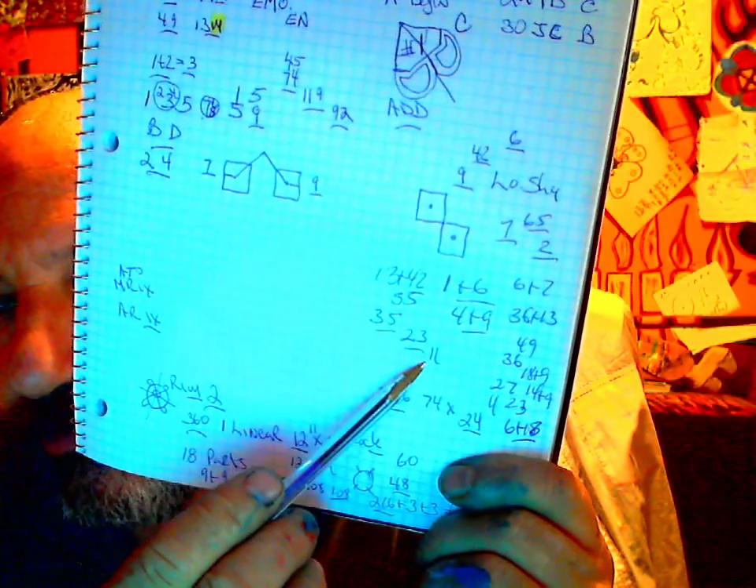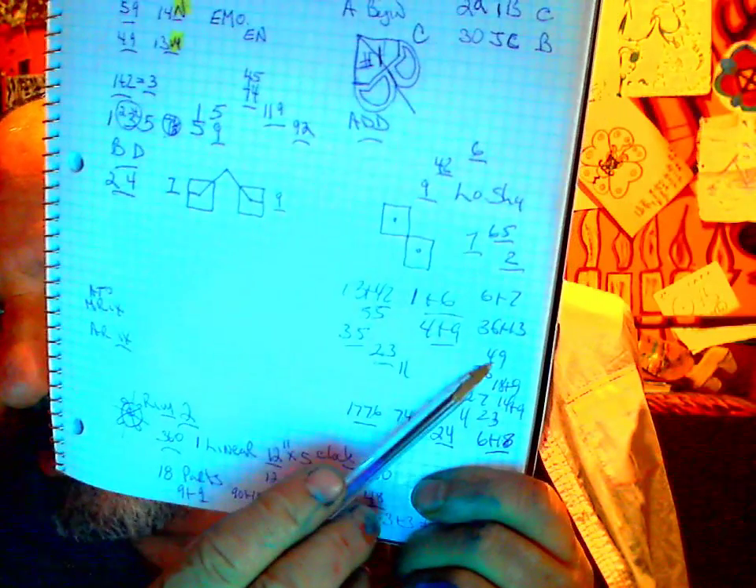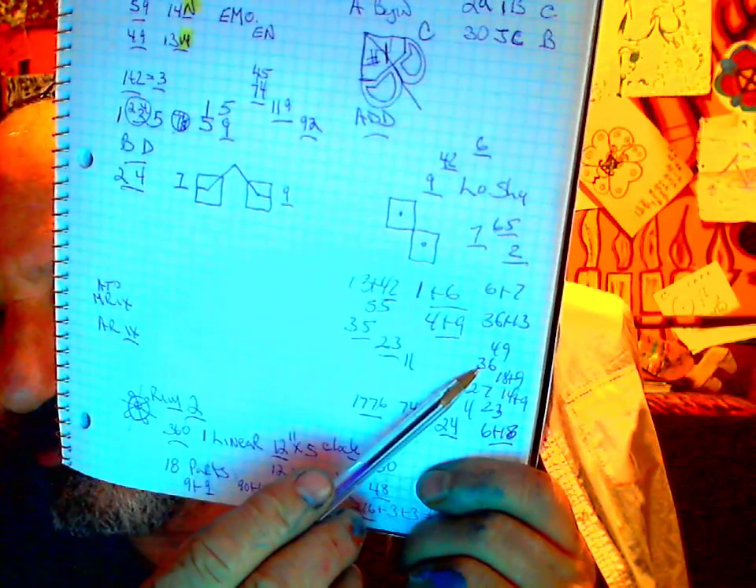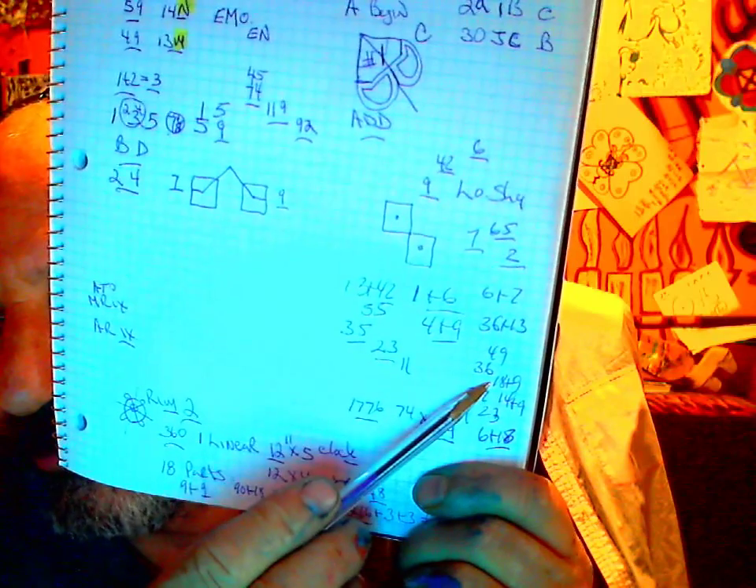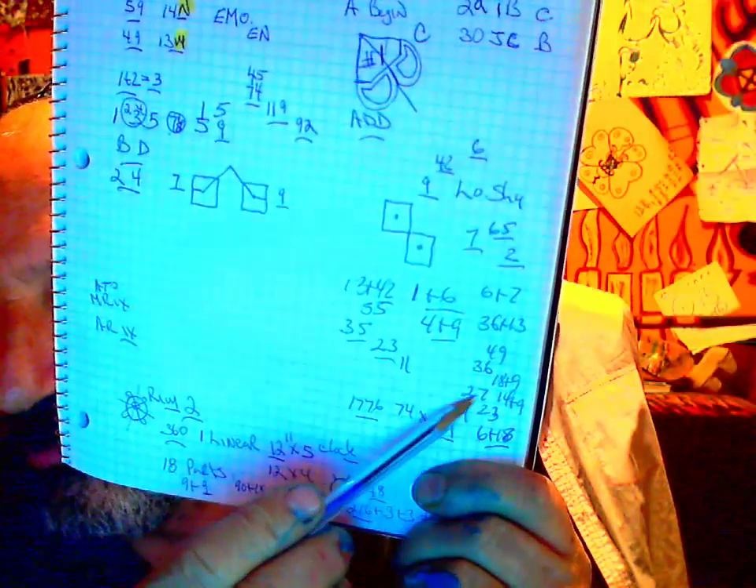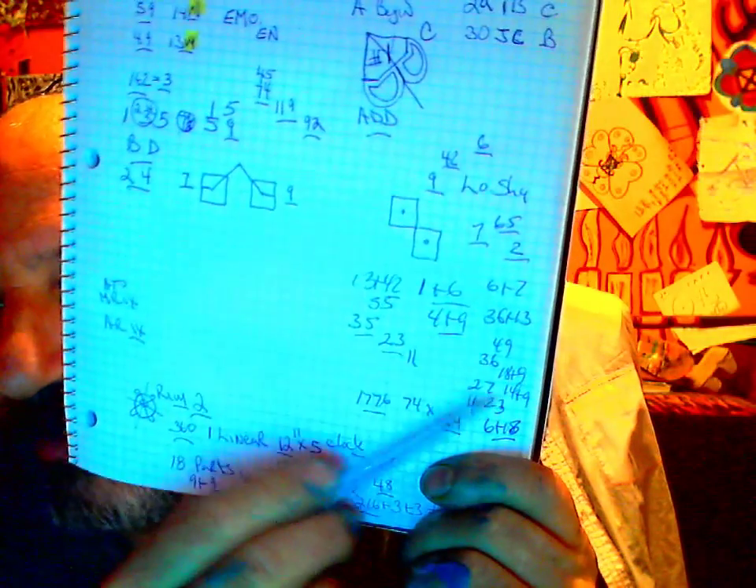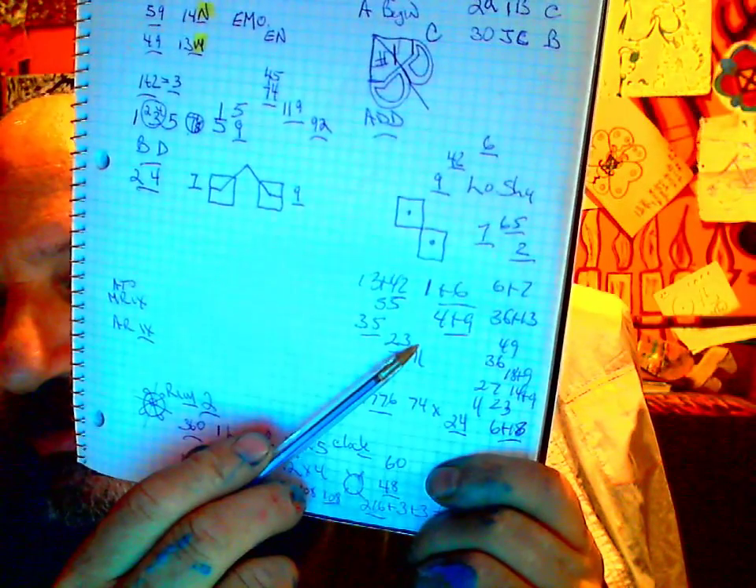2 times 3 equals 6. 2 plus 3 equals 5. 5 and 6 equals 11. 4 by 9 equals 36. 3 times 6 is 18. 3 plus 6 is 9, 27. 2 times 7 is 14. 2 plus 7 is 9, 23. They both come to equal the same thing at the end. They follow a different path and come to the same thing.